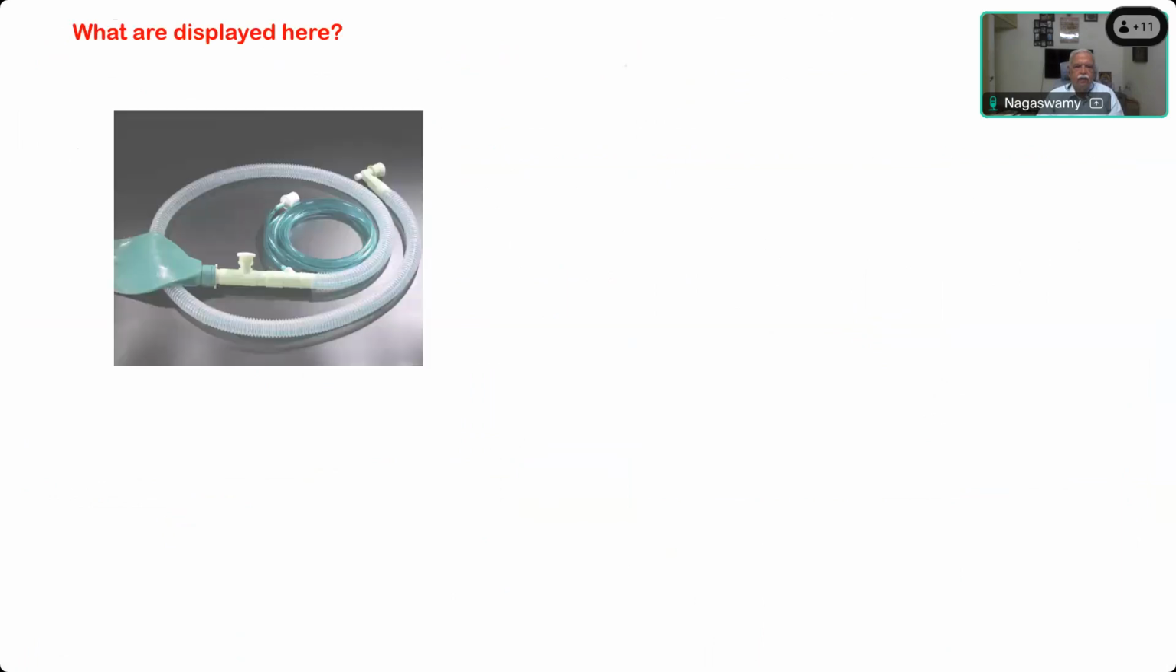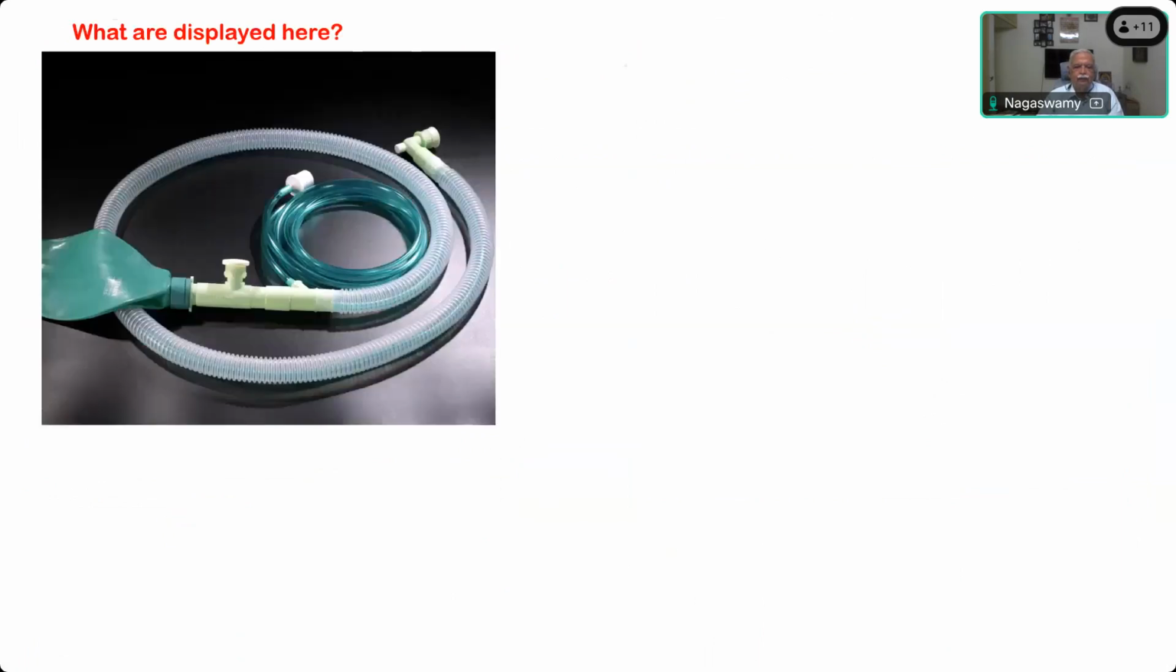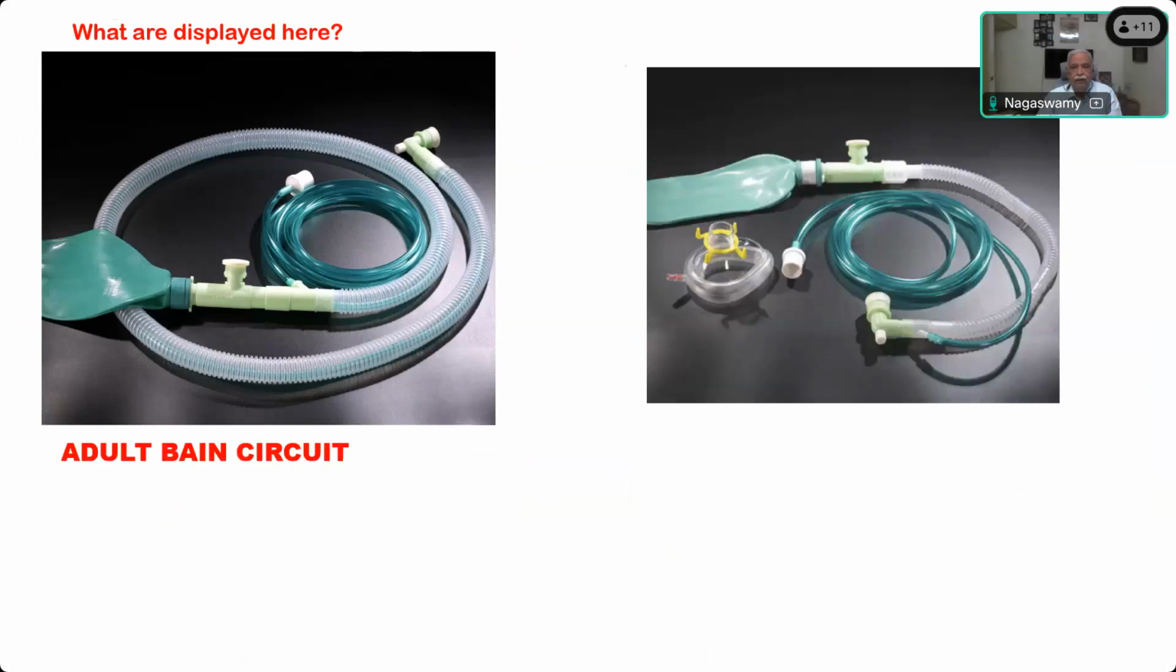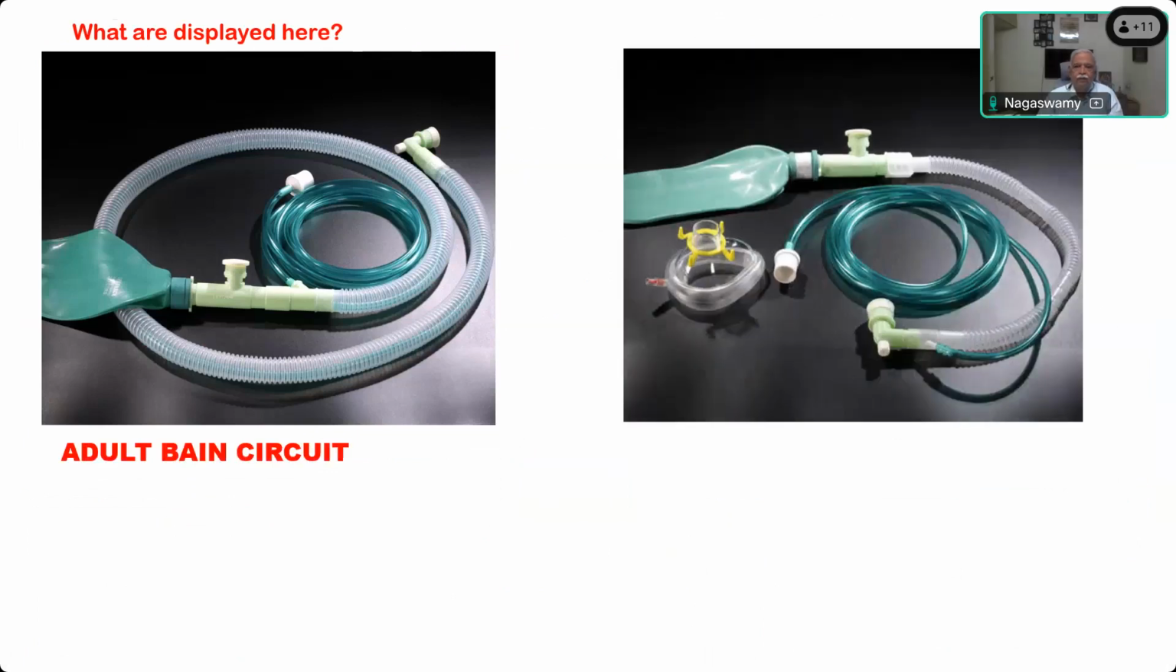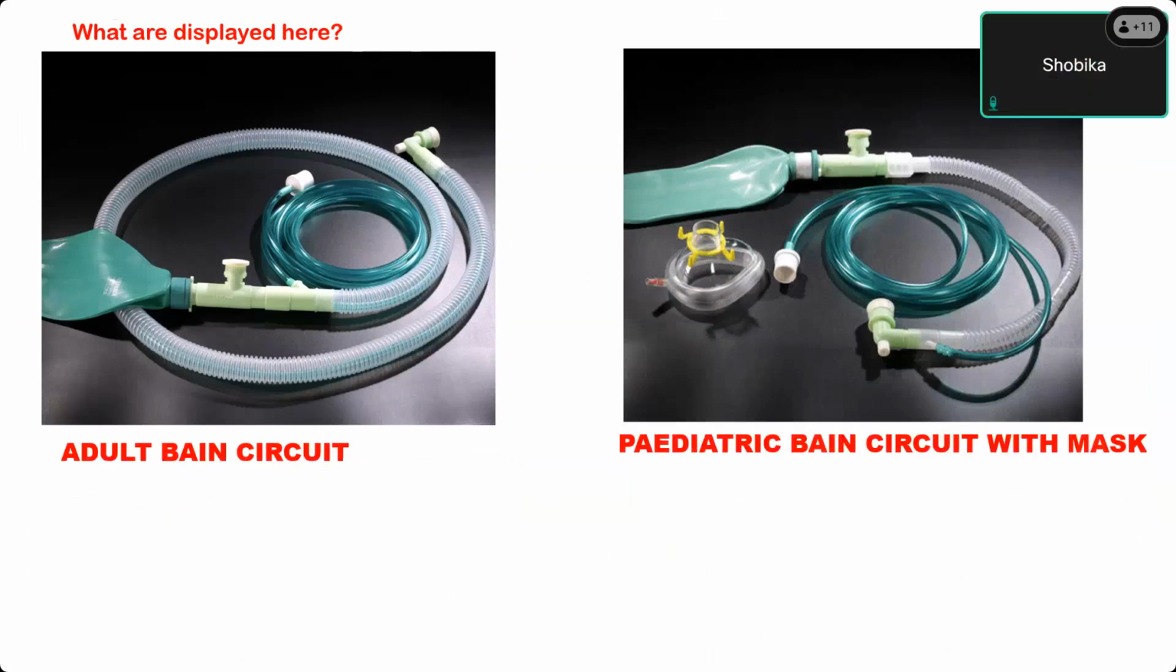What is displayed here? Bain circuit, sir. Is it for adults or children? Adults, sir. It's an adult Bain circuit. What is this? Pediatric Bain circuit. It's a smaller version, pediatric Bain circuit.